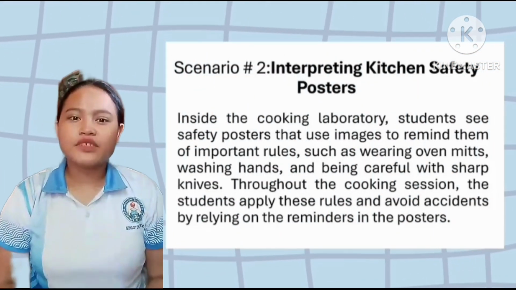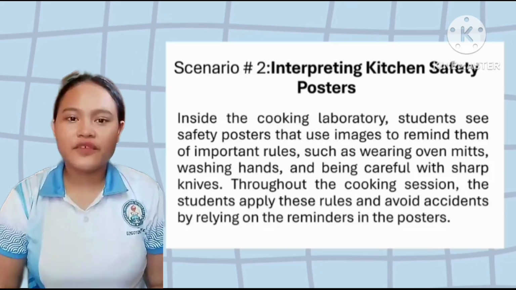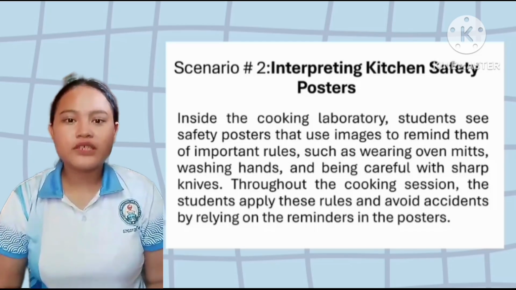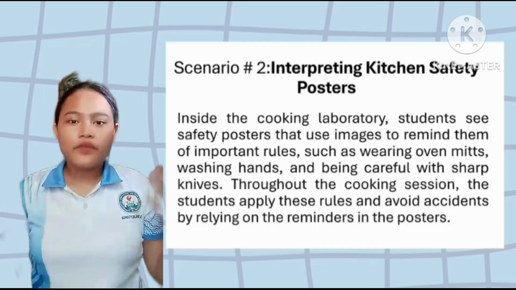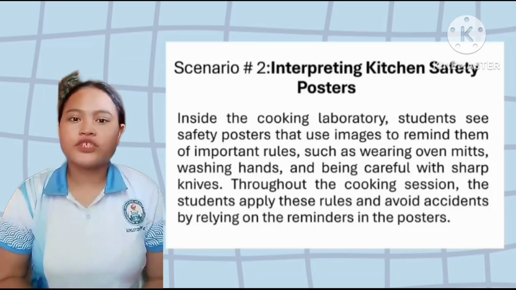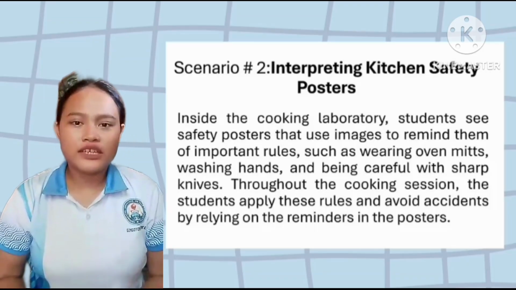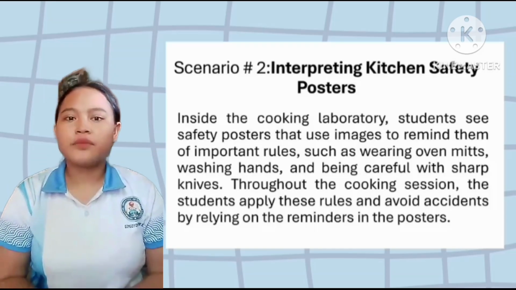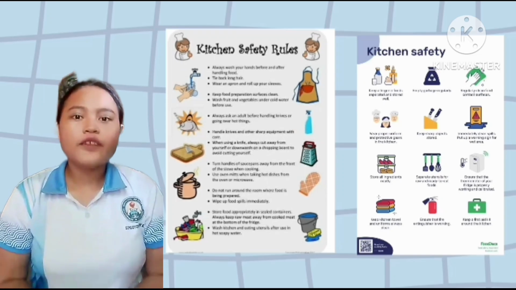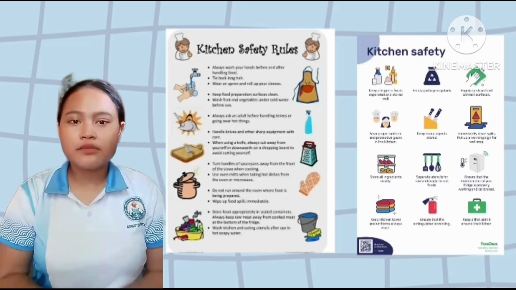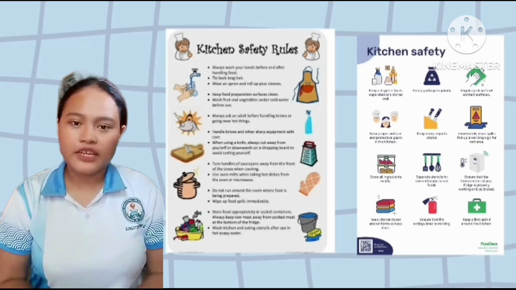The second example scenario is interpreting kitchen safety posters. Inside the cooking laboratory, students see safety posters that use images to remind them of important rules such as wearing oven mitts, washing hands, and being careful with sharp knives. Throughout the cooking session, the students apply these rules and avoid accidents by relying on the reminders in the posters. That's why visual literacy is crucial, because the students are able to understand and follow safety guidelines through pictures and symbols without needing a long explanation.